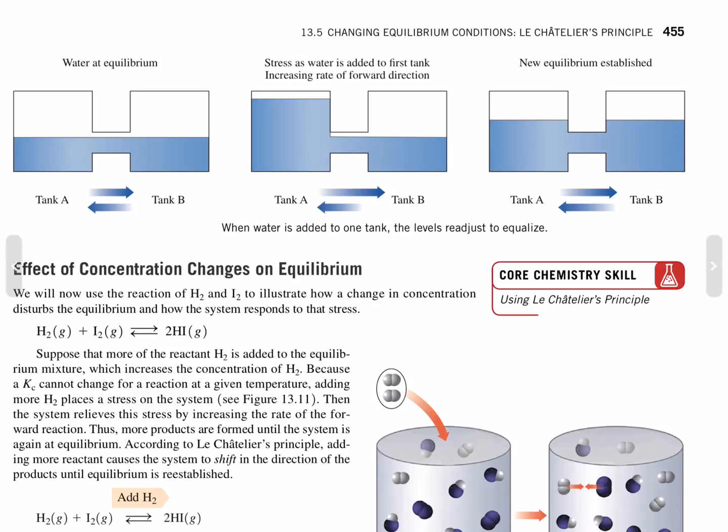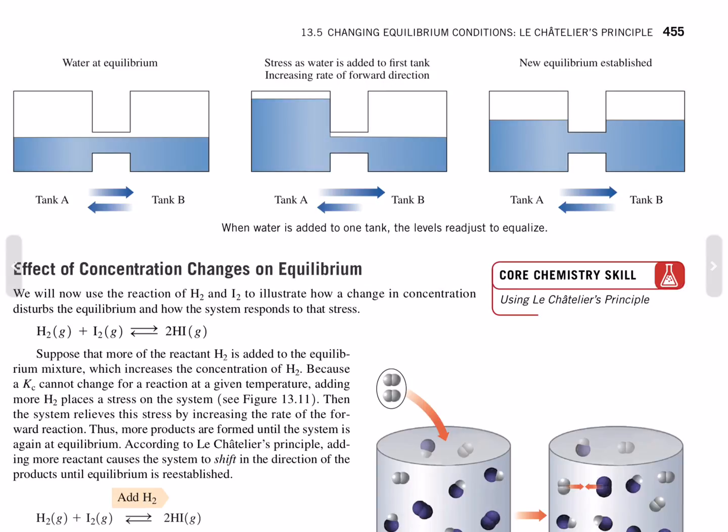Water at equilibrium. Stress: water is added to the first tank, increasing the rate of the forward direction. New equilibrium established. When water is added to one tank, the levels readjust to equalize.